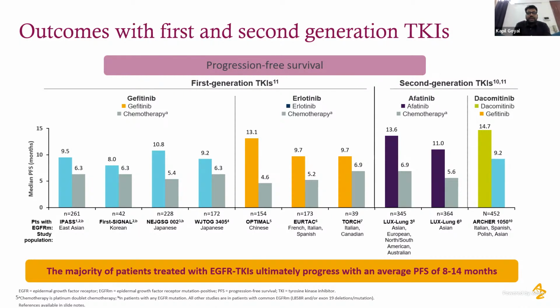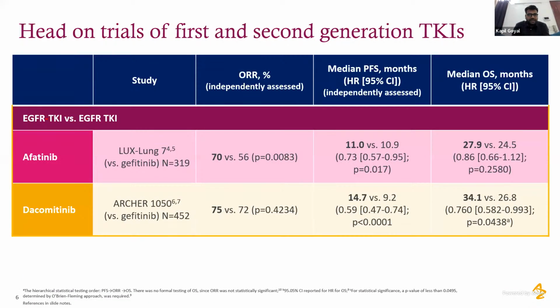If we look at erlotinib, where we had the OPTIMAL and EURTAC trials, the median PFS increased to 13.1 months in the OPTIMAL trial, while it was 9.7 to 10 months in the other trials. If we look at afatinib, the LUX-Lung 6 trial showed that the median PFS further increased to 11 to 13 months, and with dacomitinib this figure increased to 14 months. So the majority of patients treated with EGFR TKI ultimately progress with an average PFS of 8 to 14 months, 8 to 9 months being on first generation TKIs, and 12 to 14 months with the second generation TKIs.